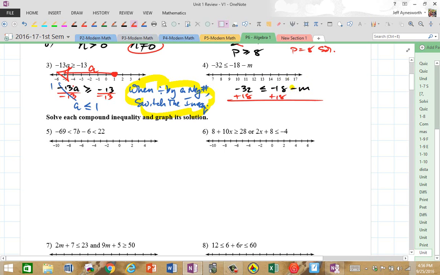All right, so here I got negative 32 plus 18. Well, I know the answer is negative because I'm more negative. And I know that 14 and 18 is 32. So I know this is negative 14 because 32 minus 18 is 14. When the signs are different, you got to subtract the numbers to get the result here, ignoring the negative sign temporarily. Okay, so you get negative 14 is less than or equal to, this is 0 right here, negative 18 and 18 is 0, is equal to, well, negative m, right?